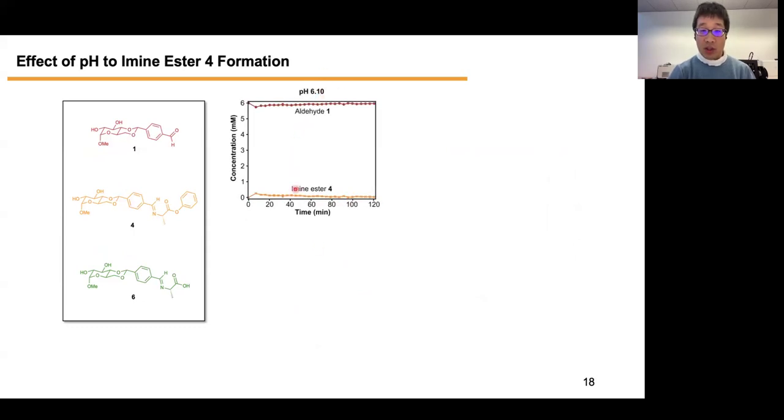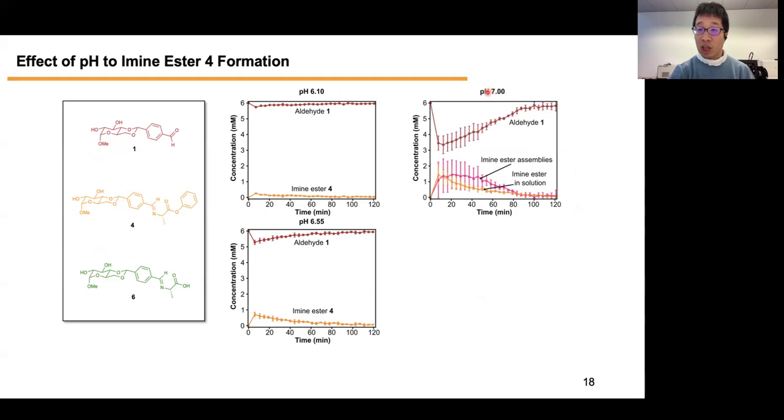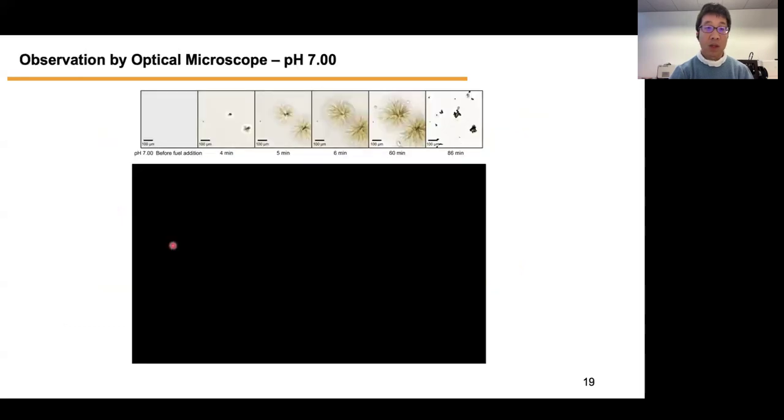So at lower pH, the formation of this orange species was not very significant. But if you increase the pH, the conversion to this orange species got higher, and at pH 7, it started to form visible white assembled structures. And at pH 7.9, the conversion to this orange species was as high as 93%. So larger pH, more conversion.